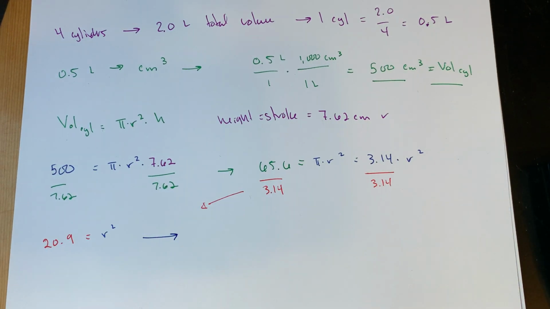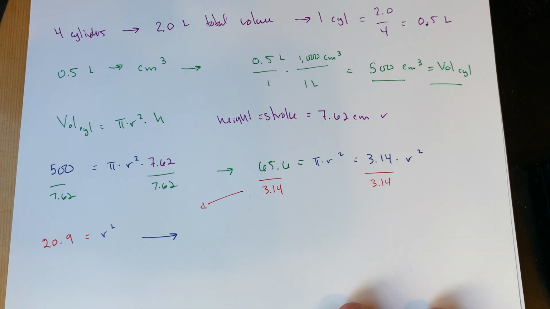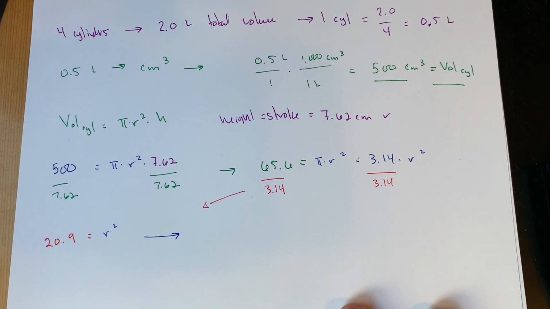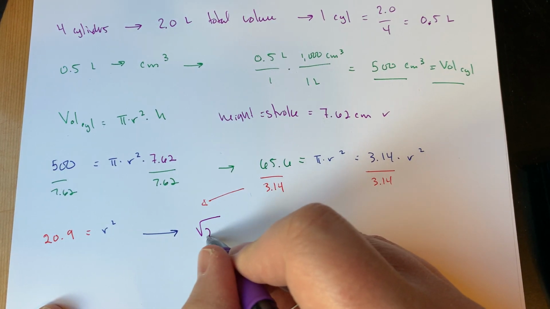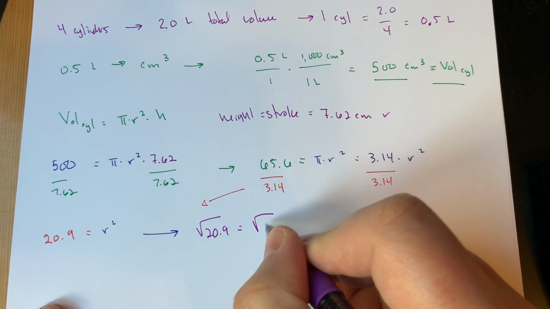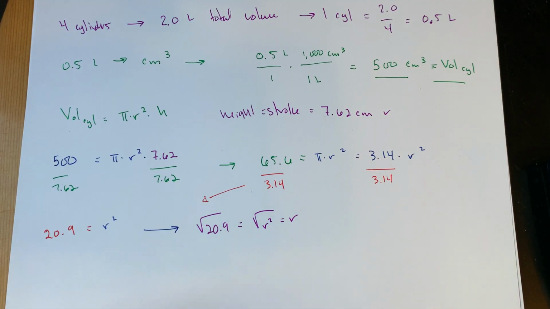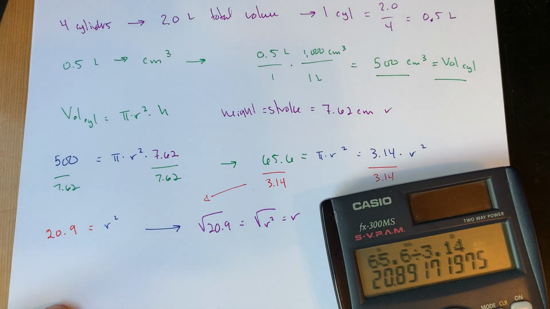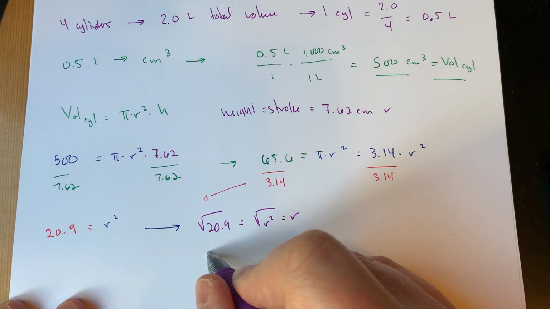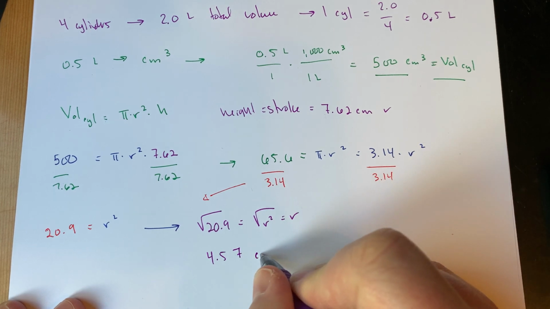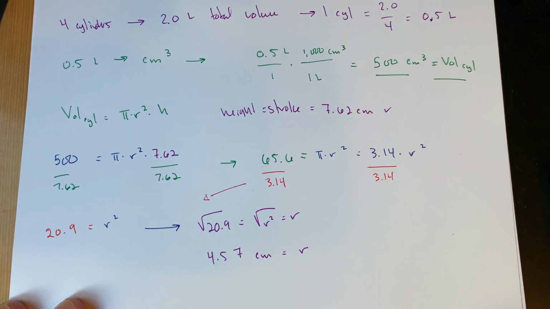So how do we get rid of a square, right? We're going to take a root. So let's root both sides. Root of 20.9 would equal the root of r squared, which would be our radius. So root 20.9, 4.57. I'll use both of the decimals there. And that's centimeters, right? So that's my radius.